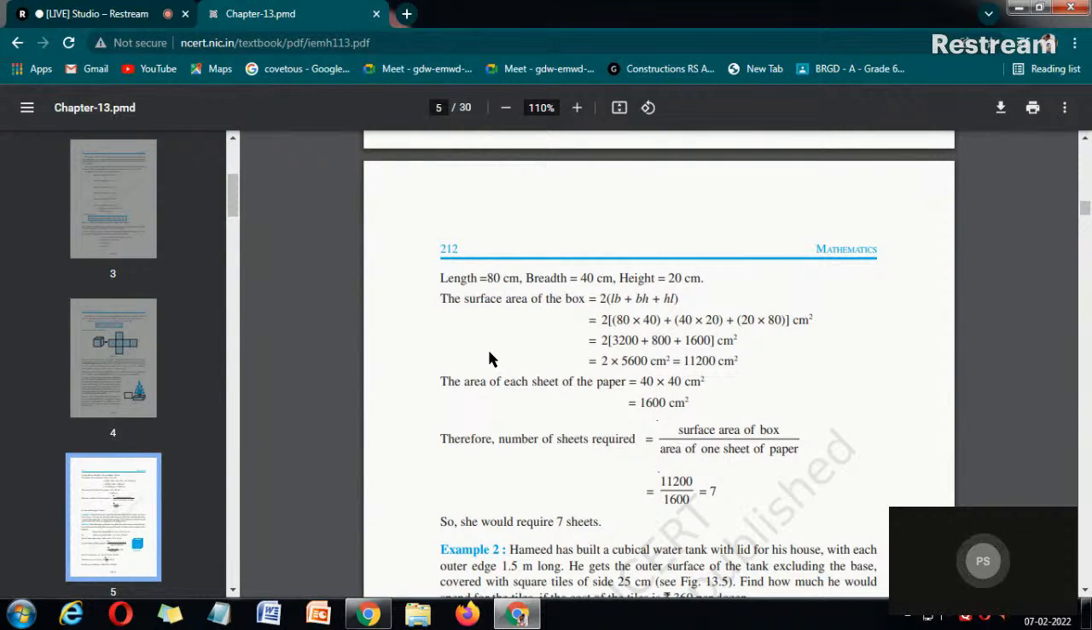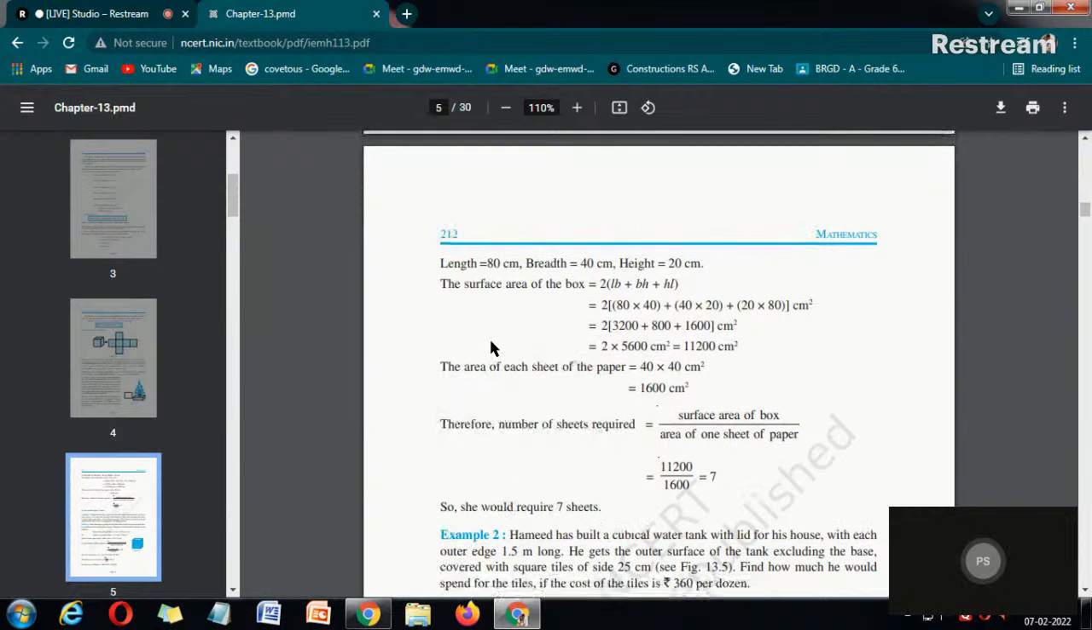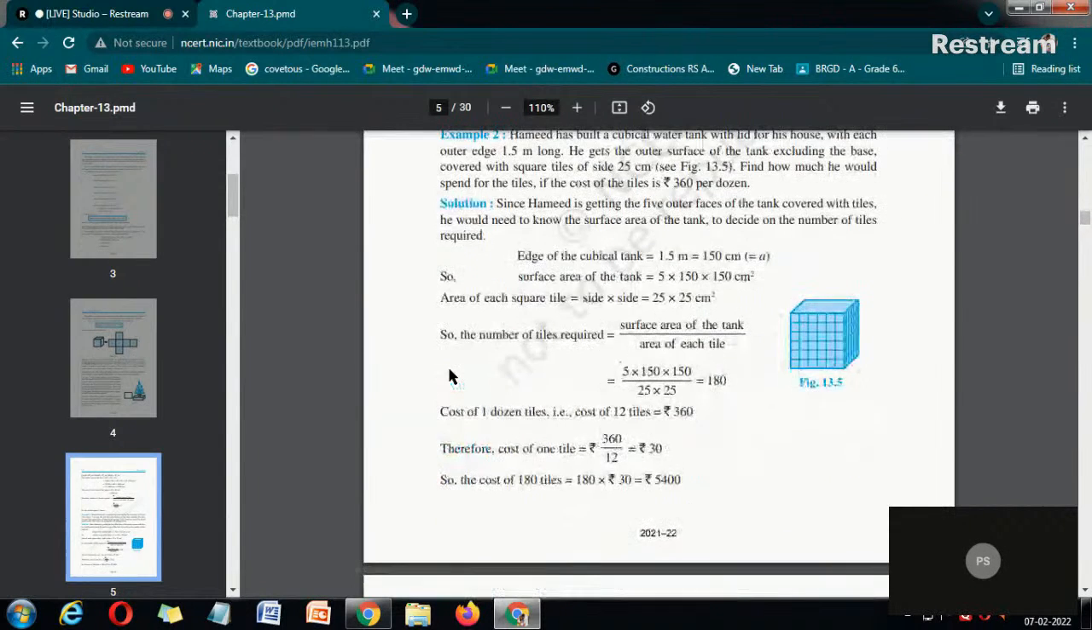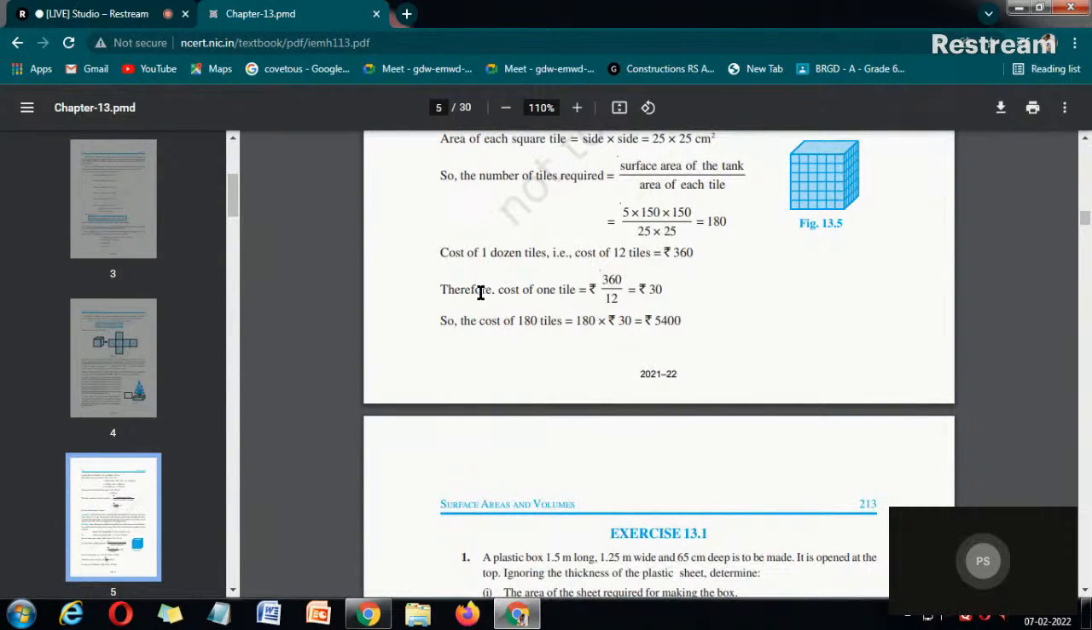Hamid has built a cuboidal water tank with lid for his house, with each outer edge 1.5 meter long. He gets the outer surface of the tank, excluding the base, covered with square tiles of side 25 centimeters. Find how much he would spend for the tiles if the cost of the tiles is Rs 360 per dozen. Since Hamid is getting the 5 outer faces of the tank covered with tiles, he would need to know the surface area of the tank to decide the number of tiles he requires.